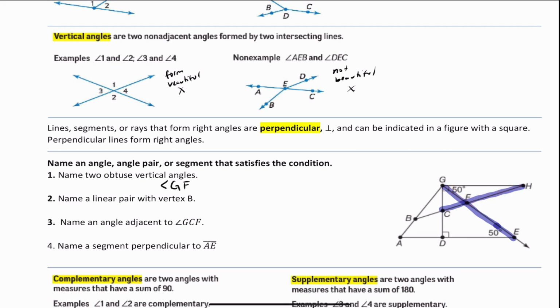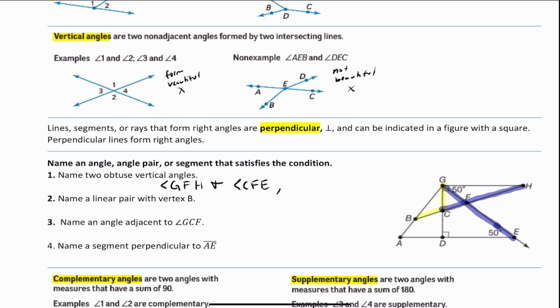GFH, and angle CFE. So angle CFE. Okay? And then maybe there's another example that we can look at. Perhaps we can take a look at this one.